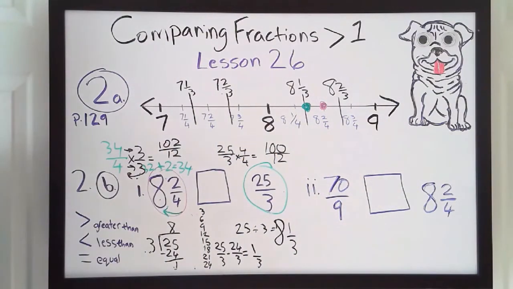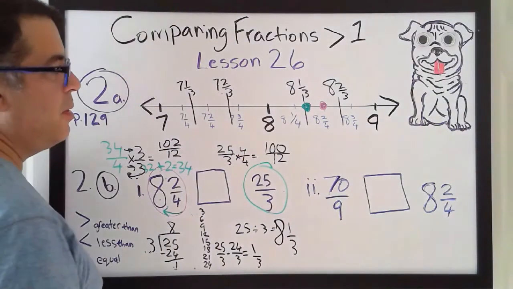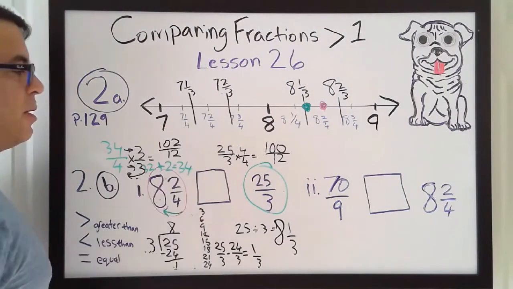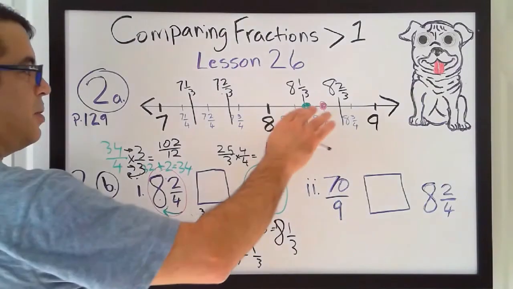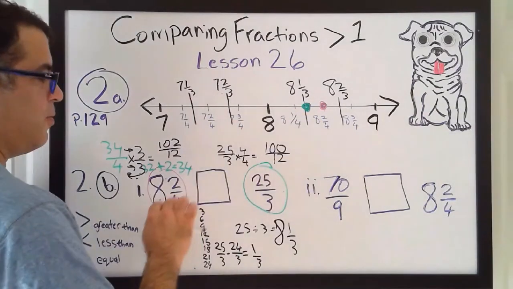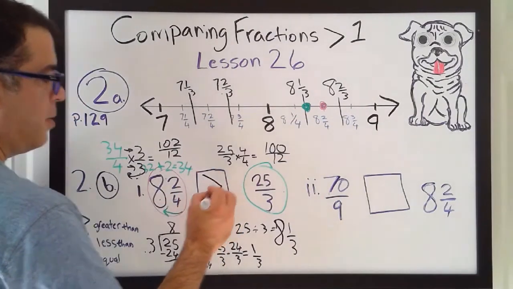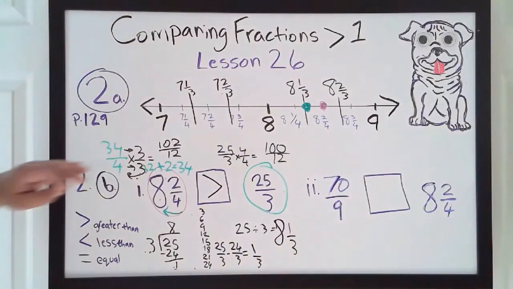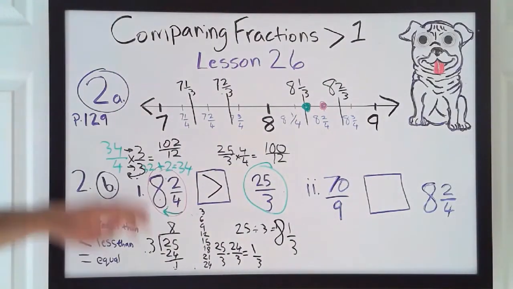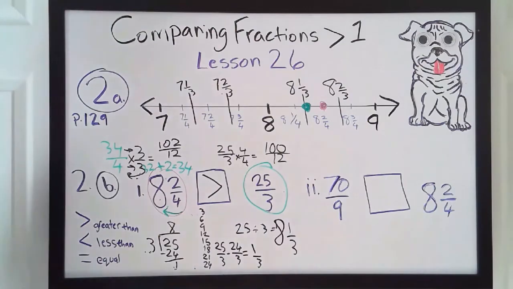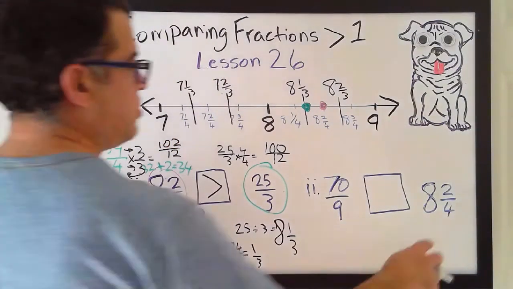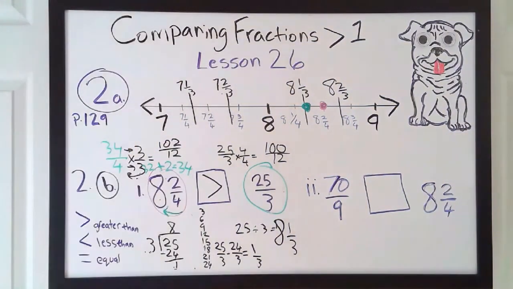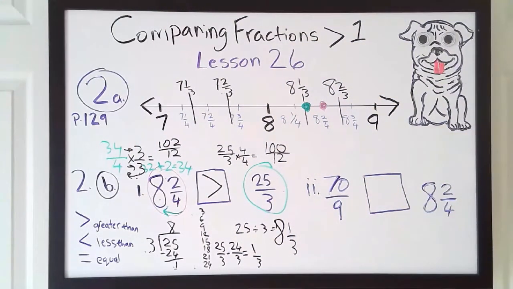Okay? So we used many different ways here to compare. We used our number line. We turned this into a mixed number. We compared our mixed numbers on the number line, and we saw that 8 2/4 is bigger than 25 thirds. That's a lot of work to find that out, but that's what you got to do. All right, let's look at the second one. 70 over 9 and 8 2/4. Well, we already have 8 2/4 up there. That is the pink dot.